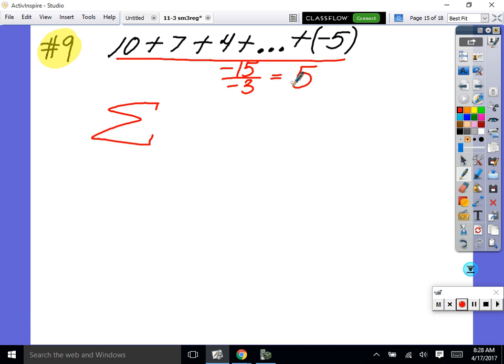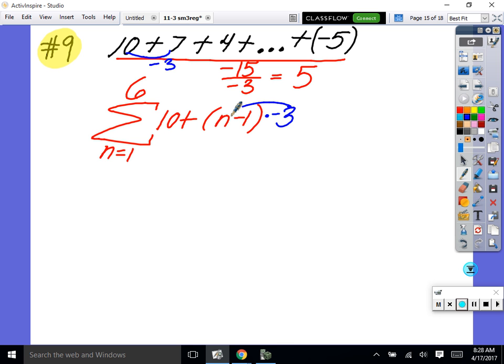We've got to start with 10. So n equals 1 through 6. That means we're summing up 6 terms. Now we have to put in our explicit formula, which is a sub 1, which is 10, plus n minus 1 times the common difference. Make sure you use the correct positives and negatives. 7 minus 10 was negative 3. Once again, our common difference was times by negative 3.